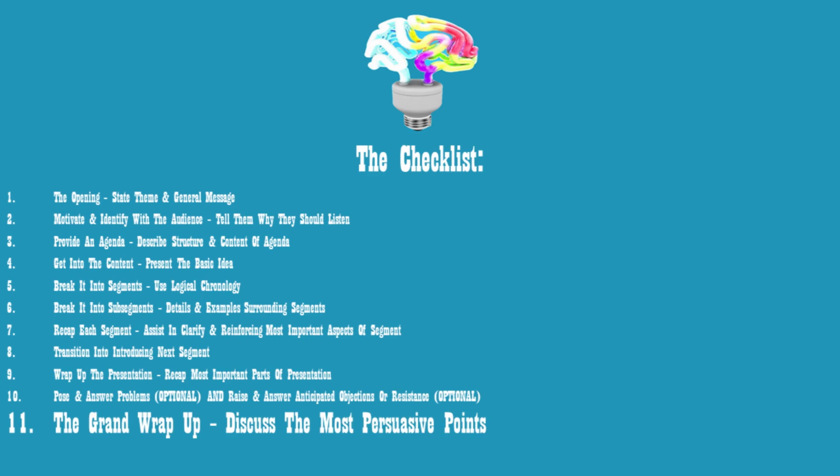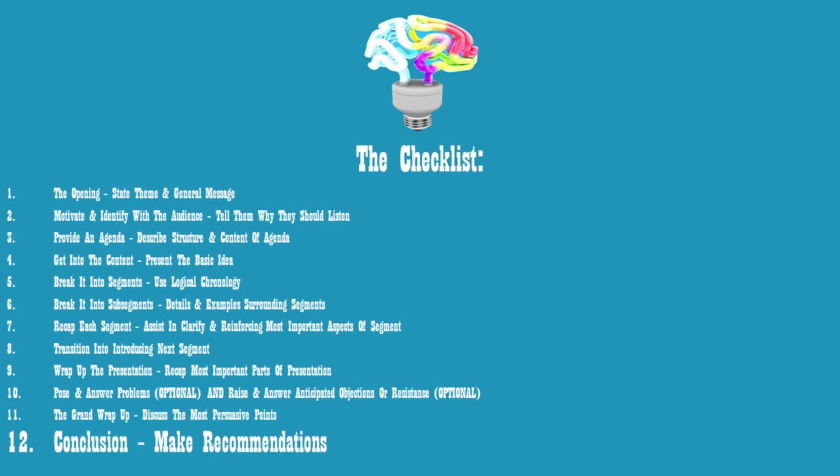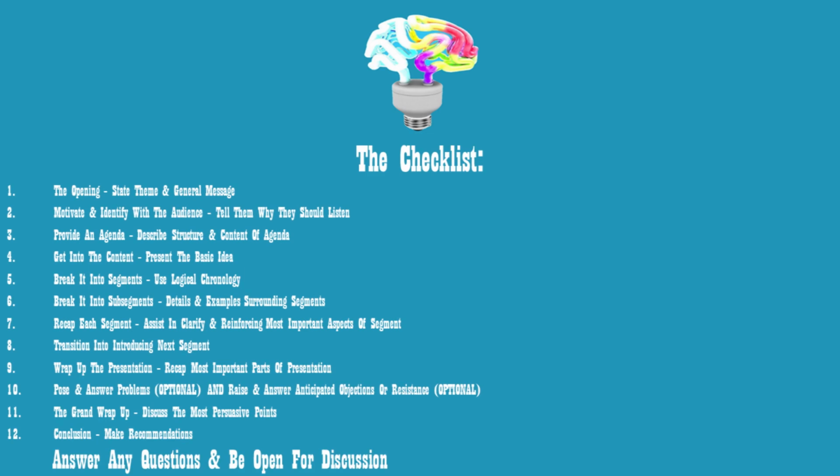Here you list the most persuasive points surrounding your presentation or report, leaving them with the most important things to keep in mind. After that you reach your conclusion, where you should make recommendations of some form surrounding your presentation or report. And lastly, you should answer any questions, as well as be open for discussion.